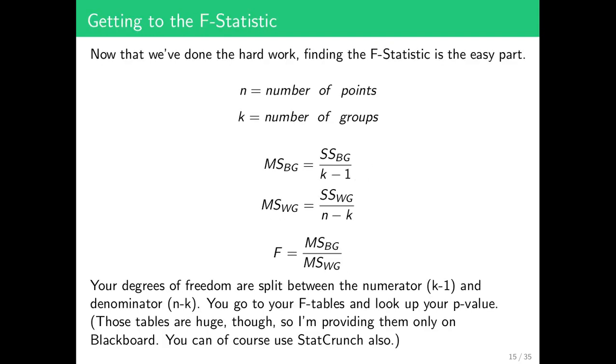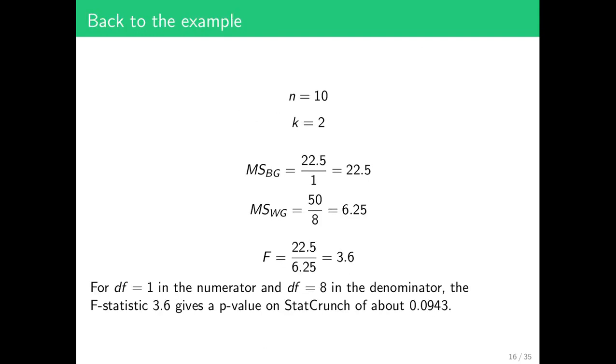So let's do this for the exercise we just did. N is 10 because we had two groups of 5, so we had 10 points. We had two groups, so k is 2. Sum of squares between group divided by k minus 1 is just, if k is 2, then divide by 1, which is really easy. And then we had sum of squares within group was 50, and then divide that by 8, which is n minus k. And you get 6.25, and then you stack the 22.5 on top of the 6.25, and you get 3.6.